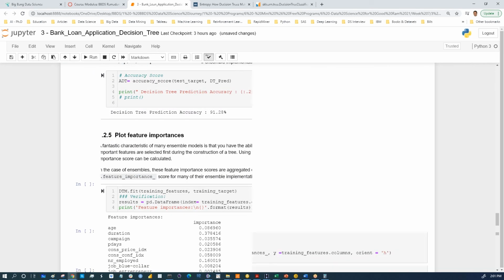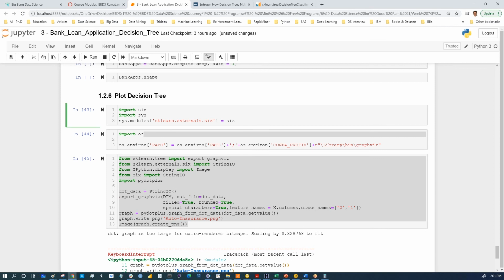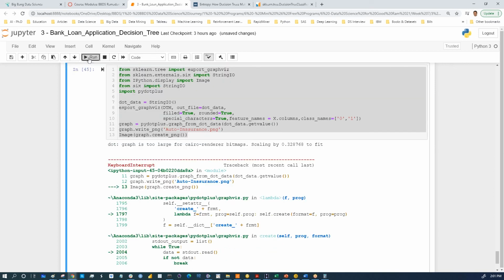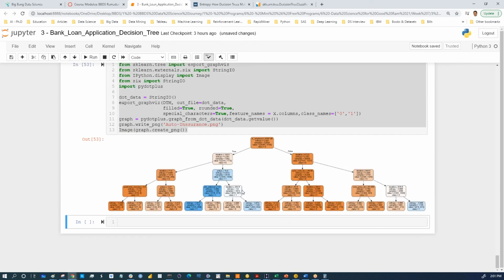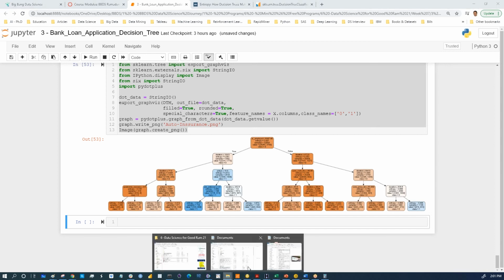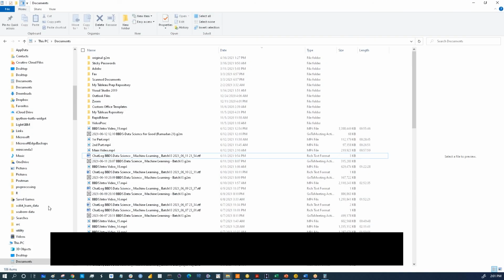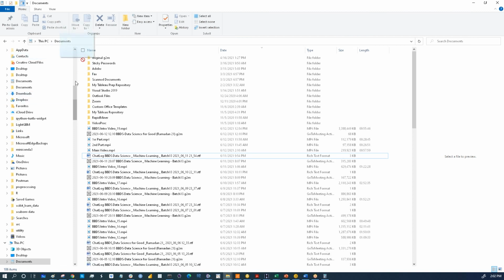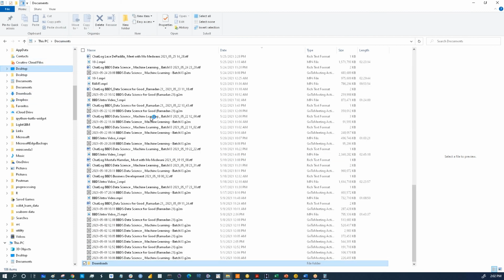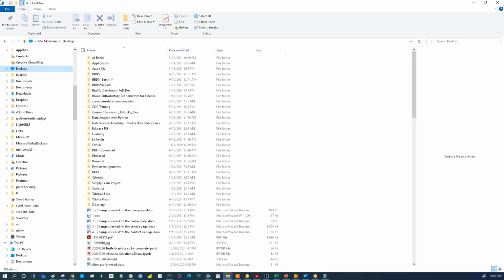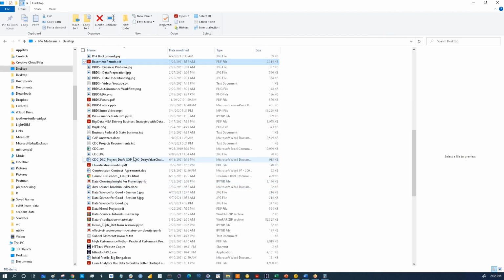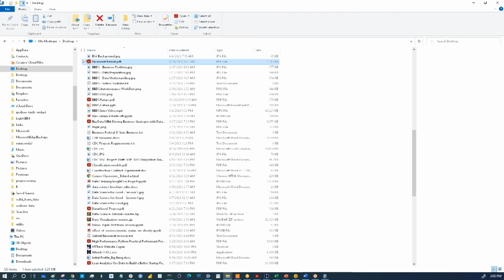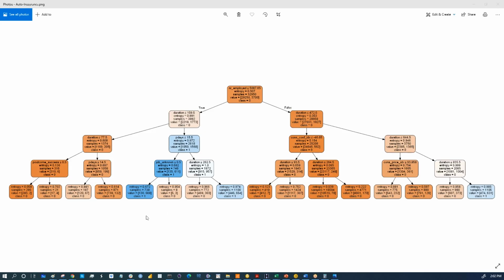And now let's go all the way and see the codes, run this, and I'll explain the codes later. Here we go. This is the decision tree. And I asked it to save it. Let's take a look, and okay, it's going to be on the desktop. Actually, let me stop. Here we go.